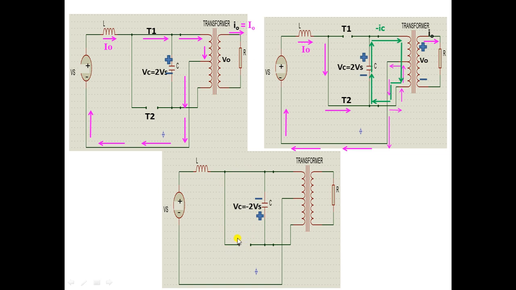So anode is getting negative, cathode is getting positive, so this is reverse biased. So this reverse voltage comes across T2, and T2 gets turned off because a reverse voltage is appearing across T2 because of capacitor voltage. So this is our mode 3 in which T1 is on and T2 is off.